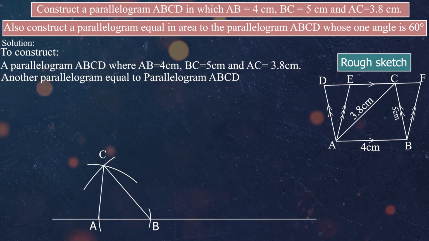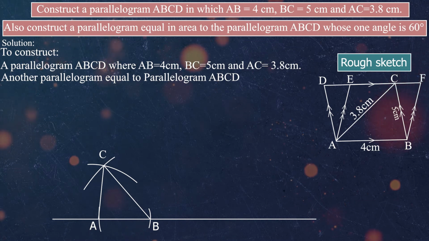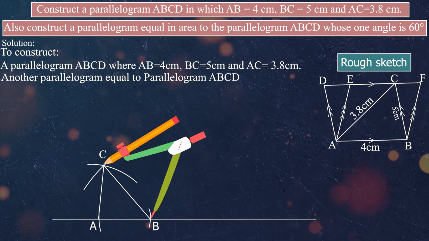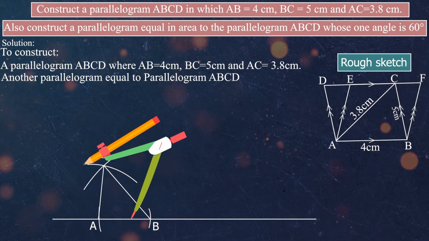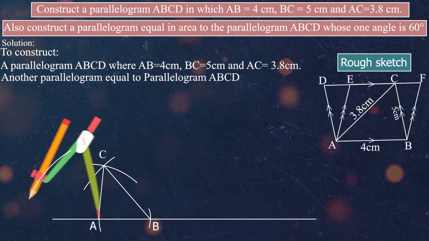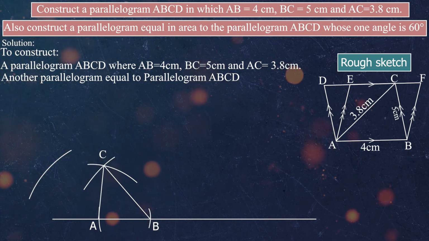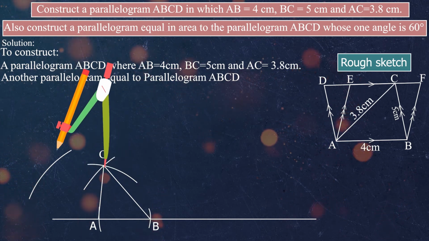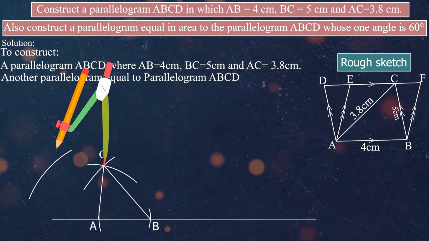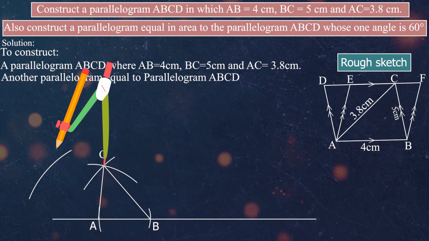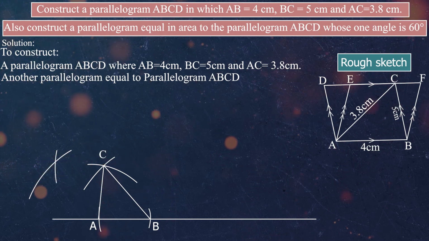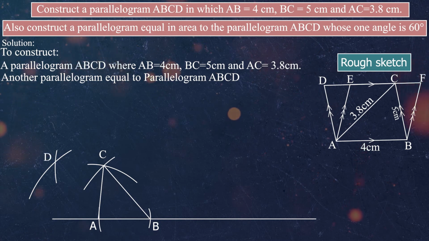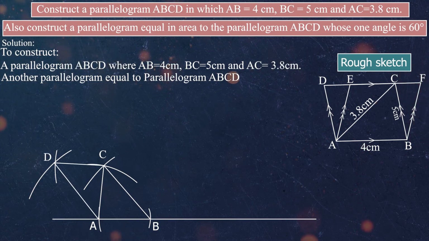As we are drawing a parallelogram, we know that the opposite sides are equal, so AD is equal to BC. We have drawn an arc on the side to find out D. Likewise, DC is equal to AB. So from point C, measuring the length of AB, let's draw an arc. This intersected point is D. Joining them, the required parallelogram ABCD has been constructed.